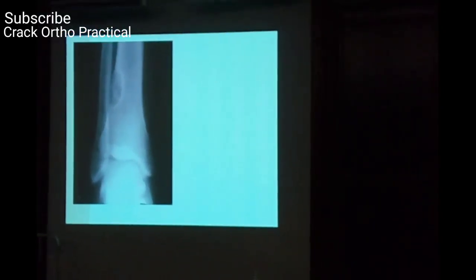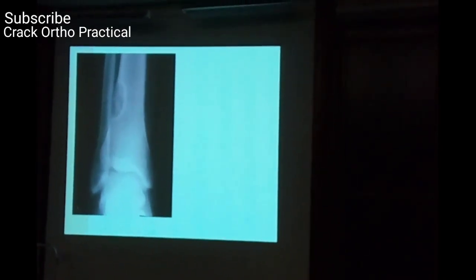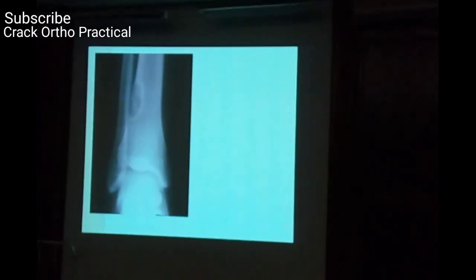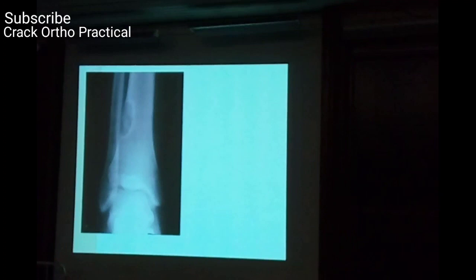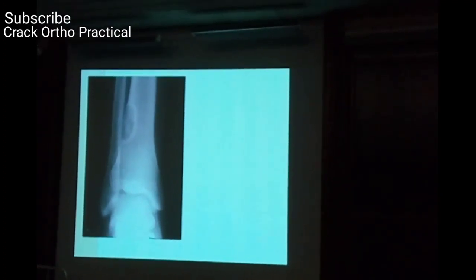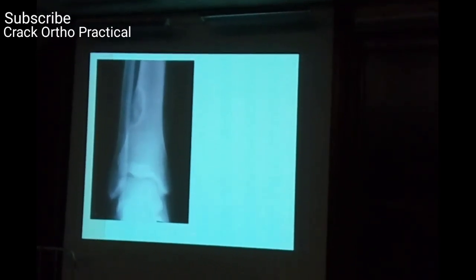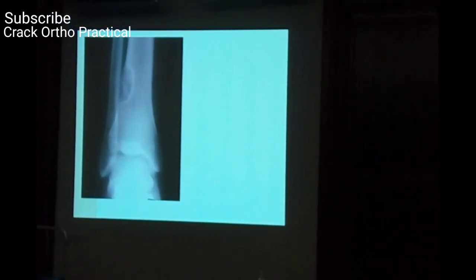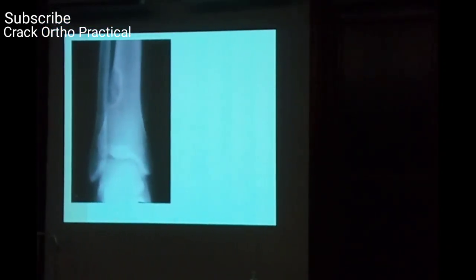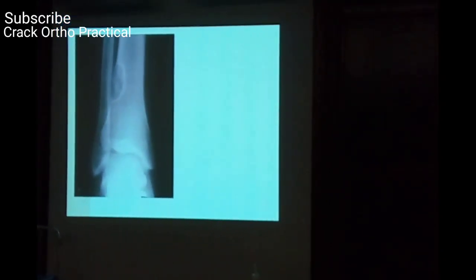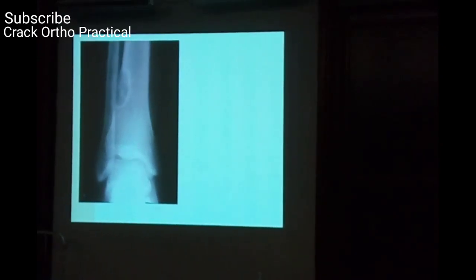Next. Somebody else. Plain X-ray, anteroposterior view, right side ankle joint with distal tibia and fibula, showing an eccentric lytic lesion with a narrow zone of transition, with a clear matrix and thin cortex without any periosteal reaction, in the metaphysis of the tibia. Most probably non-ossifying fibroma.